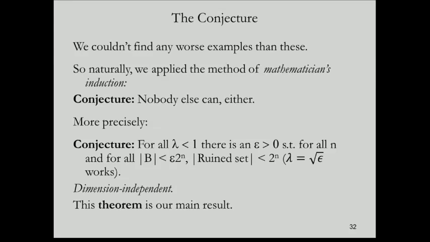More precisely, we conjectured at the time that for all lambda there is an epsilon such that for all dimensions n and for all adversary sets, red sets of cardinality less than epsilon times 2 to the n, the ruined set has cardinality less than lambda times 2 to the n. I'll make this more precise later, but for existence purposes, this is enough. And lambda equal to some constant times root epsilon works.